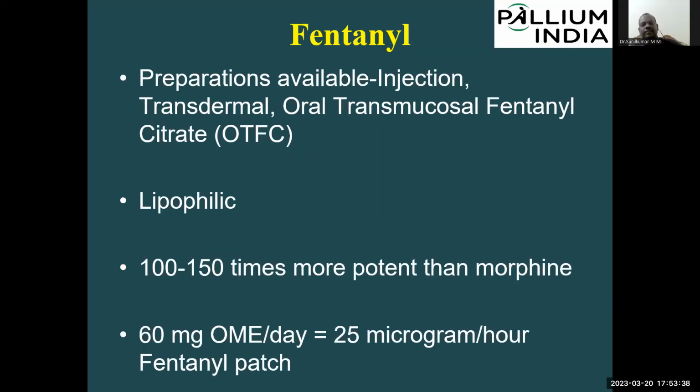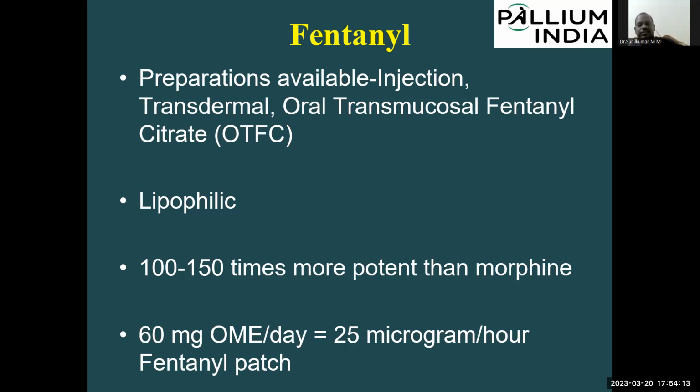These are the preparations available. Injections are available. Transdermal fentanyl patch. Oral transmucosal fentanyl citrate, which was available previously. It is like a lollipop. You rub it over the buccal mucosa, and it will give instantaneous pain relief. This is helpful for patients who have pain during movement. Suppose the patient has pain only during walking and wants to go to the bathroom. At that time, they can just rub it over the buccal mucosa, and that will give good pain relief.